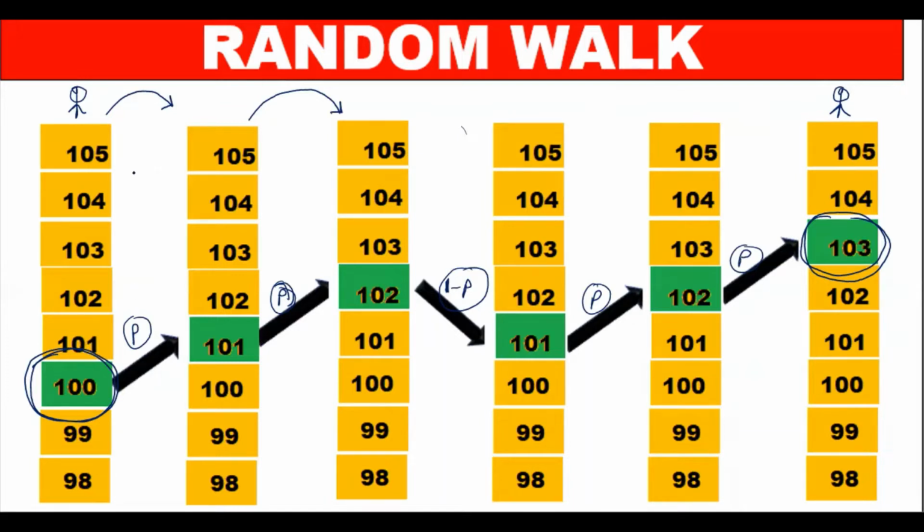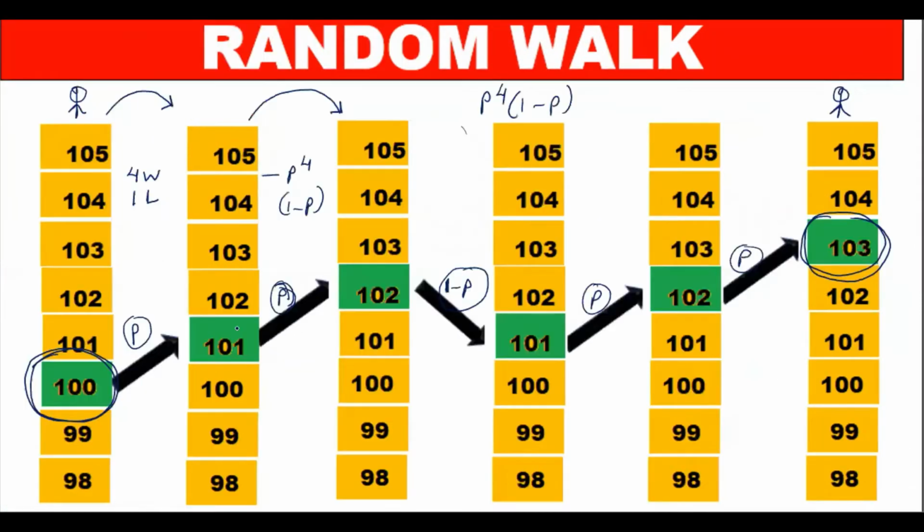Here you need to win 4 times, 4 wins, and you need to lose once. So this will be P power 4, then 1 minus P. Because 'and' comes in between, you have to multiply. The probability is P^4 times (1 minus P). This is the probability that you will go from 100 to 103 in 5 moves.